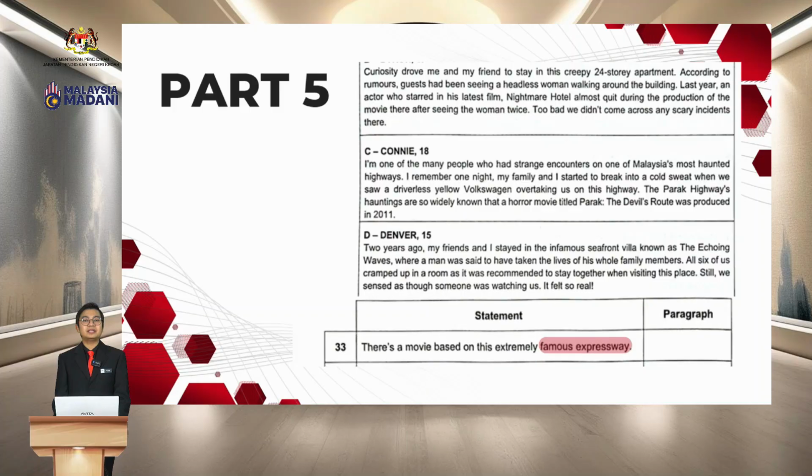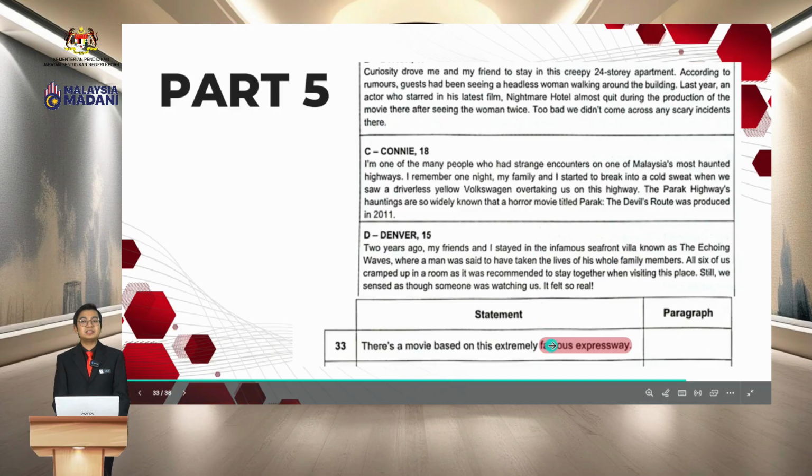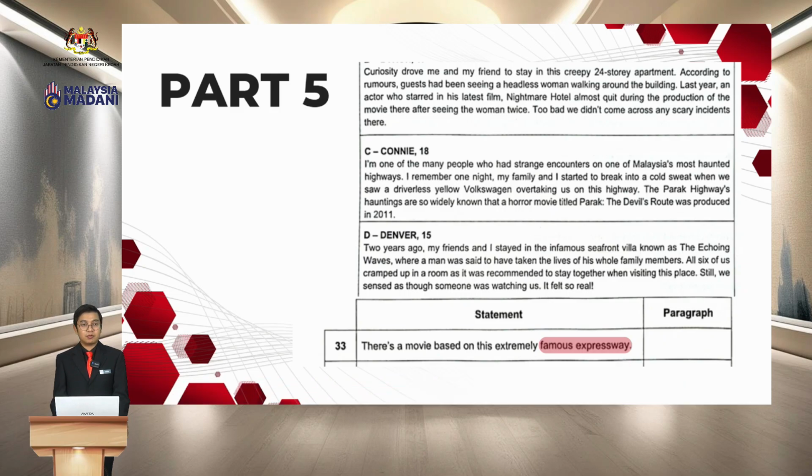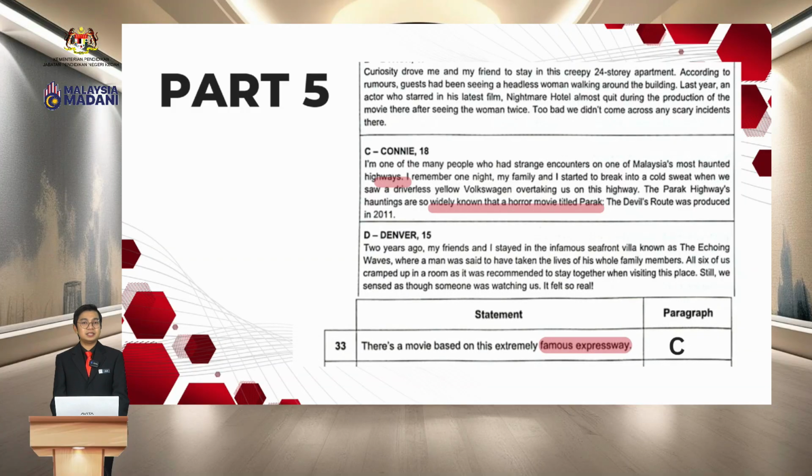Okay, let's look at this question. I narrowed it down. The statement given is: there's a movie based on this extremely famous expressway. So the keywords there are famous expressway. We need to identify which text or which paragraph talks about a famous expressway. And we can see that the famous expressway is being mentioned in paragraph C.